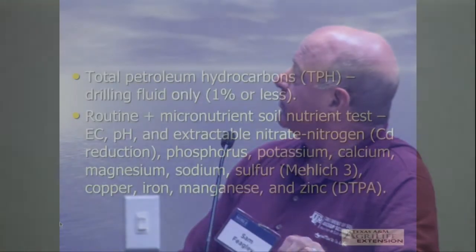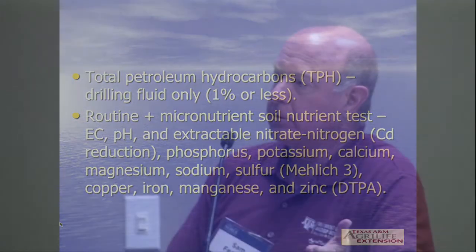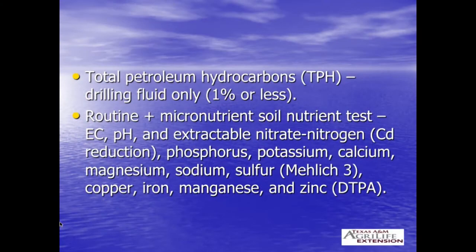So our routine analyses are electrical conductivity, pH, extractable nitrate nitrogen. This is one that you do not do, but all the rest of them you do. And then phosphorus, potassium, calcium, magnesium, sodium, sulfur. Those are all done by Mehlich 3, same thing that Oklahoma uses. And our recommendations are very, very similar to what Oklahoma's are for the same crop and yield goal. Copper, iron, manganese, and zinc we do by DTPA, and I'm pretty sure that's the same method that Oklahoma State uses as well. Now these are extractable, so these are related back to what a plant needs. Those totals have nothing to do with what a plant needs, okay?